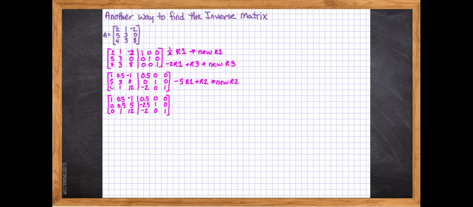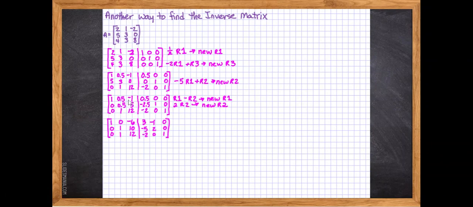Next, I'm going to take my middle row, and my first row, and I'm going to multiply it by -5 and add it to my row 2. That's going to give me my new row 2. And the reason I want to do that is to get a 0 right here in this first column. So now my first column matches up with the identity matrix.